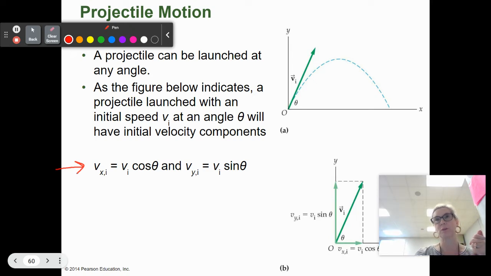And that just goes back to what we learned previously in the chapter, where we take this velocity vector vi and we break it up into its components, vxi and vyi, and we use our trig functions to find the initial velocity in the x direction and the initial velocity in the y direction. The cosine of theta would be adjacent over hypotenuse, so we're solving for vxi. That's going to be equal to our hypotenuse times the cosine of theta. If we're looking for vyi, that's going to be the resultant times the sine of theta.